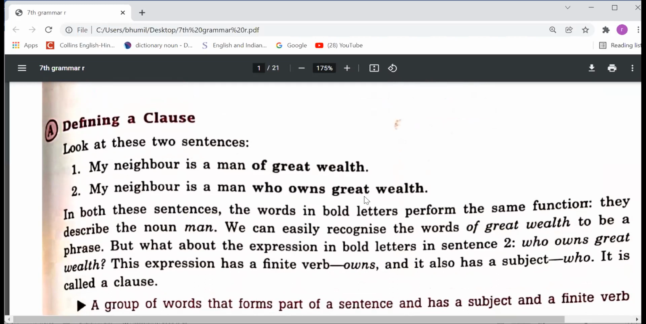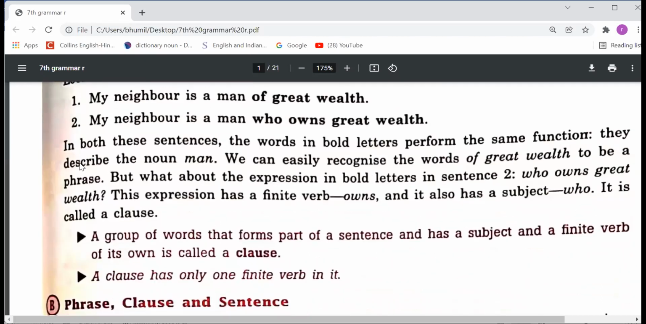But these four words are also describing the man, but that is not a phrase. Why? Because that is a clause, because the subject is already there and the finite verb is also there. So these four words are called an adjective clause, but these three words are called an adjective phrase, right?